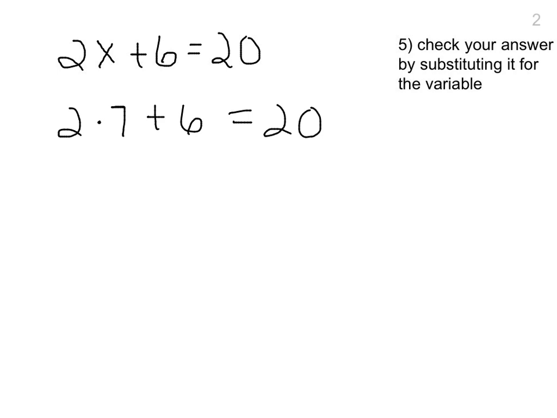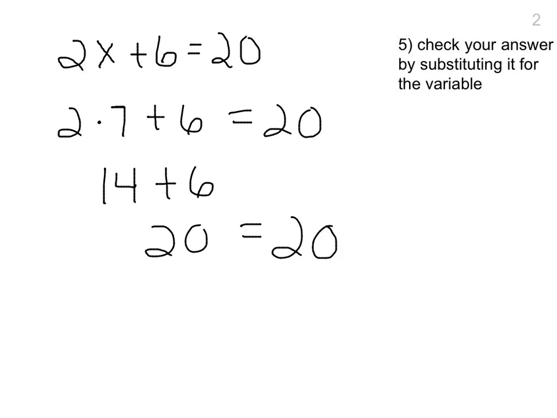Remember, order of operations, we're going to have to multiply and divide from left to right first. So the first thing we're going to do is 2 times 7. So that is 14. And that leaves us with 14 plus 6. And 14 plus 6 is 20. And our equation balances out. We get 20 equals 20. So our answer, remember, was x equals 7, is correct.